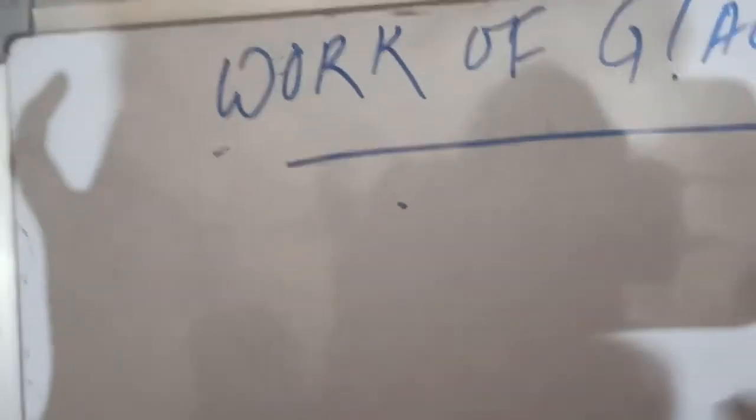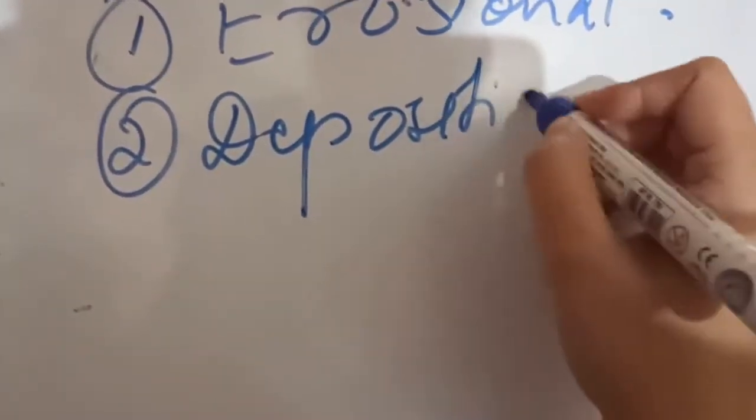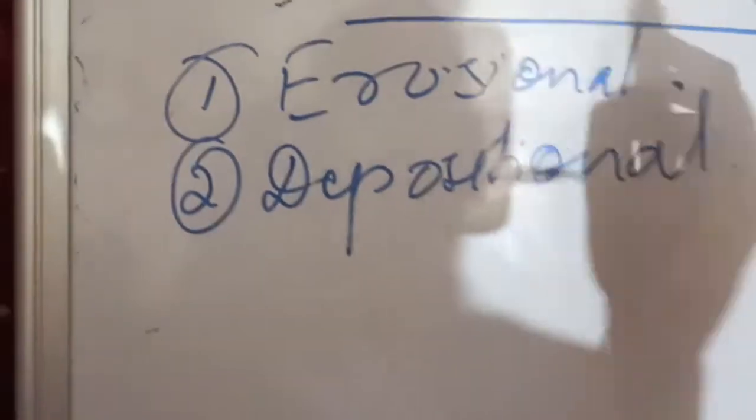In this video I'm going to continue with the work of the glacier. You know that the landform features of the glaciers, like the river, are divided into two portions. One is the erosional landform and another one is the depositional landform. I'm going to continue with the landforms that are formed by erosion and deposition today.